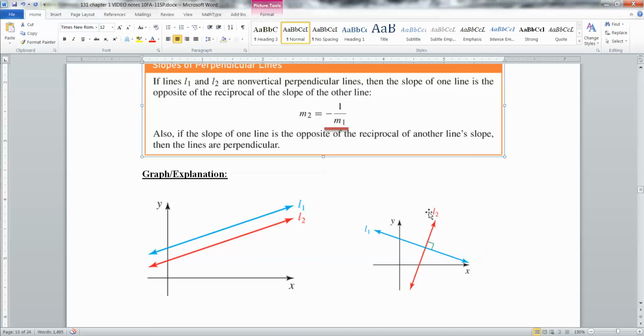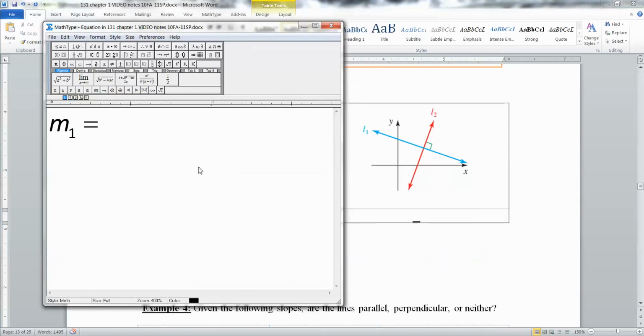So when two lines meet at a right angle, then their slopes are opposite reciprocals, because one's got to be positive, one's got to be negative, right? So if the red one's positive, the blue one's negative. See that? That's always going to happen with perpendicular lines. And then let me make an example up for you. Hold on. Oops, there we go.